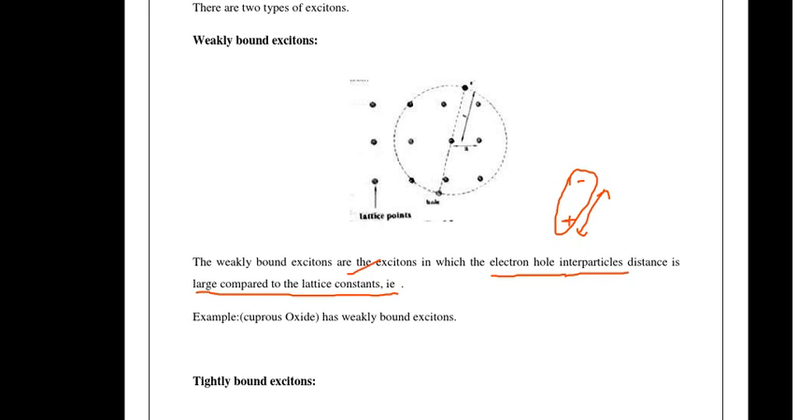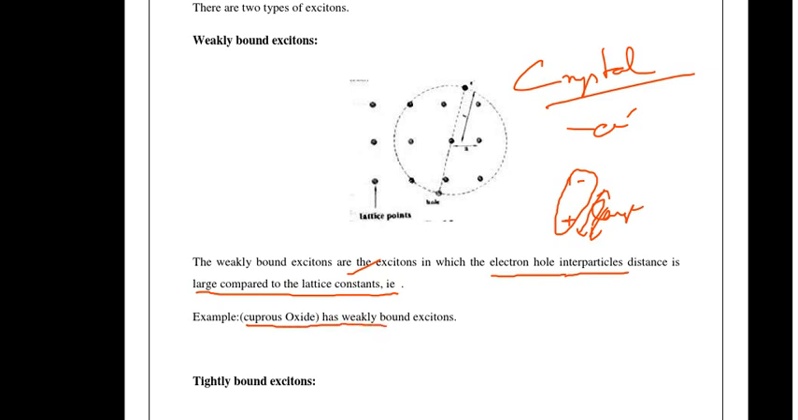We have seen this lattice constant in crystal physics. In a cubic crystal, it is called a, the distance between the atoms. That is small when compared to this distance. This is large. Since it is large, there will be no chance of attraction here. So cuprous oxide has weakly bound excitons. This is the example for weakly bound exciton.